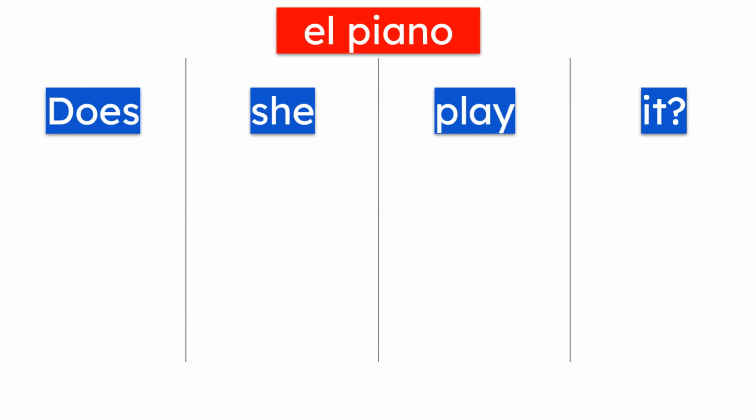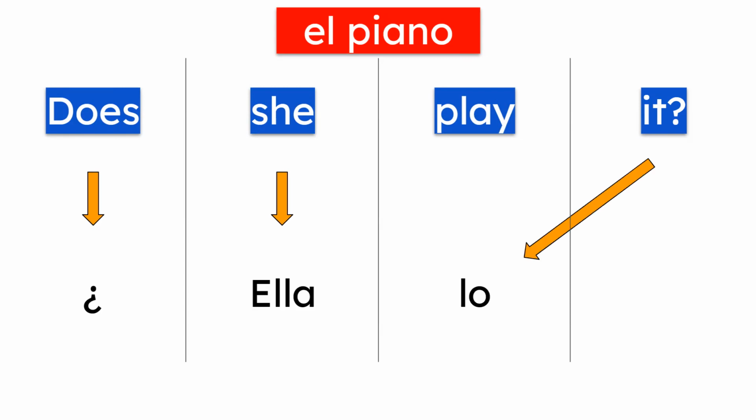Next one. Does she play it? I mean, she used to play the piano in the past, but now does she play it or do you know if she still plays it? Okay, let's see. Opening question mark. She is ella, and it's referring to el piano, so that means lo, ella lo. And to play here is, in case you know, well, play has different meanings. Usually it is translated by jugar, but that's when we refer to a sport.